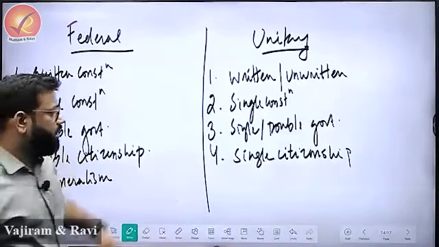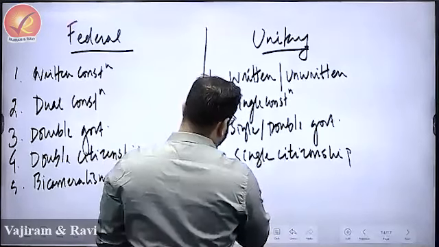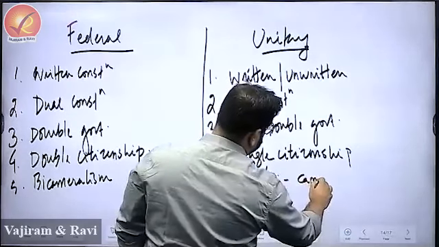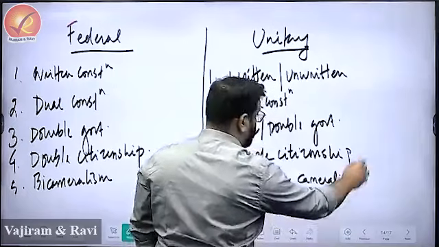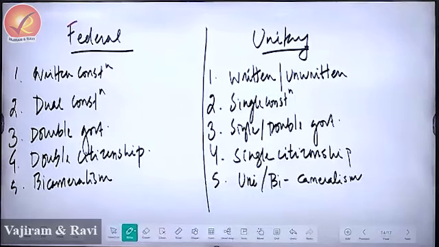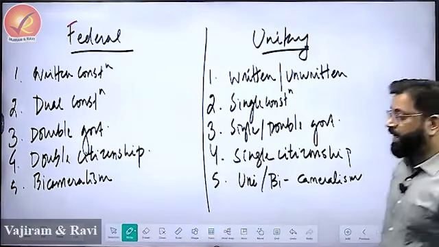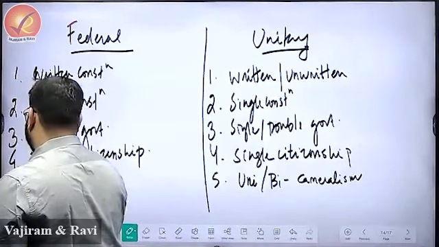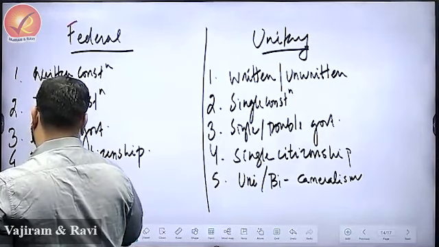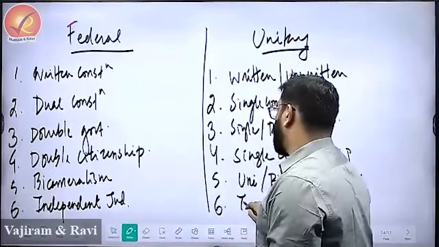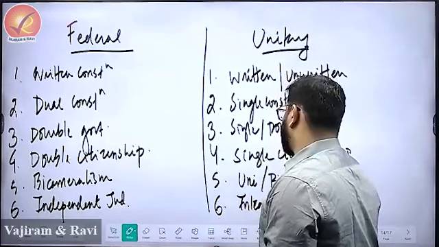Whereas here you will generally see unicameralism. Sometimes you might see bicameralism, but do understand, even if you see bicameralism, it is the lower house which is more powerful vis-a-vis that of the upper house. Getting it? And the last one is that here you will always see an independent judiciary. And here you will always see an integrated judiciary.